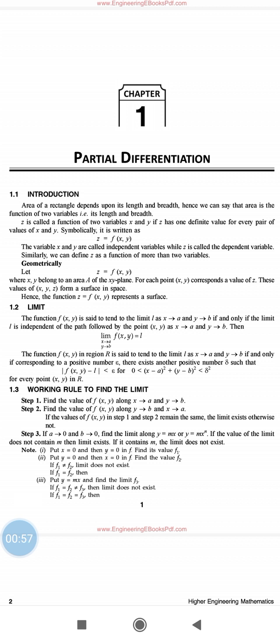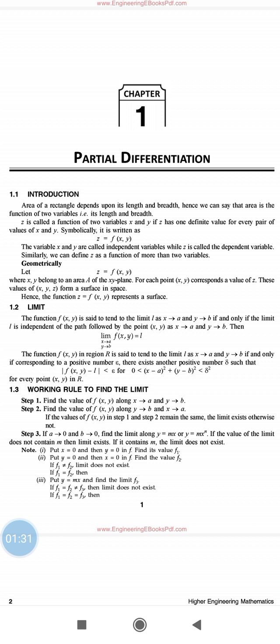Area of a rectangle means it depends upon length and breadth, and area is a function of two variables, length and breadth. Area can be seen as a function of both length and breadth. Similarly, z is called a function of two variables x and y if z has one definite value for every pair of values of x and y, then z equal to f of x, y, where x and y are said to be the independent variables and z is the dependent variable.